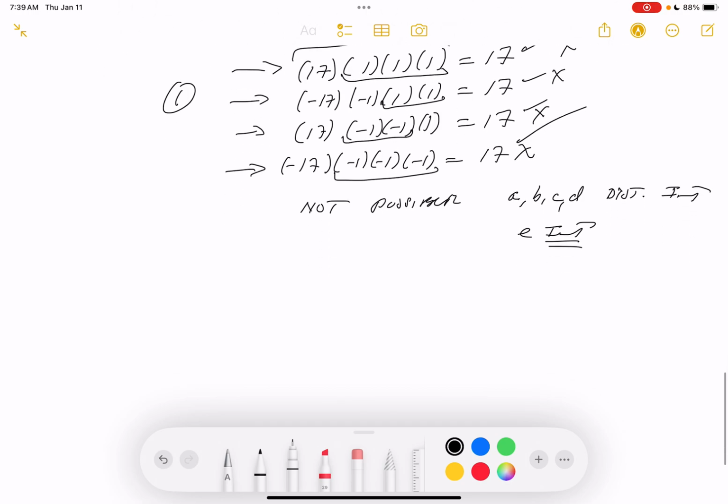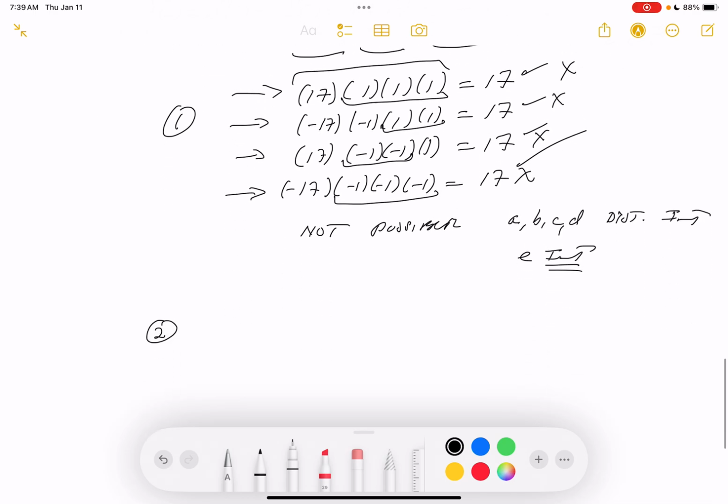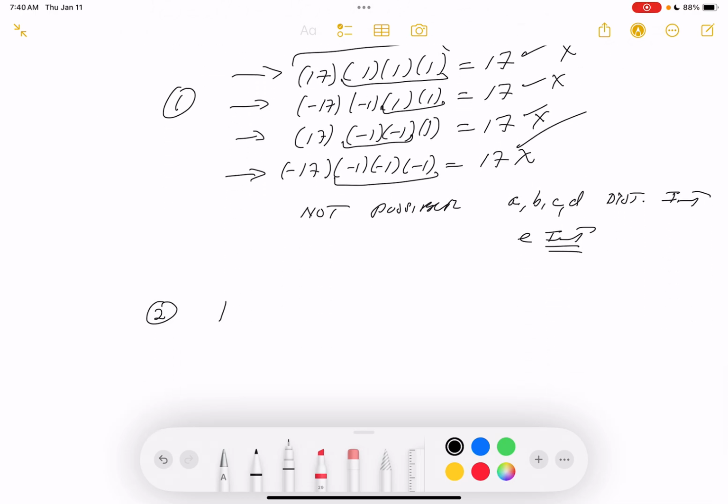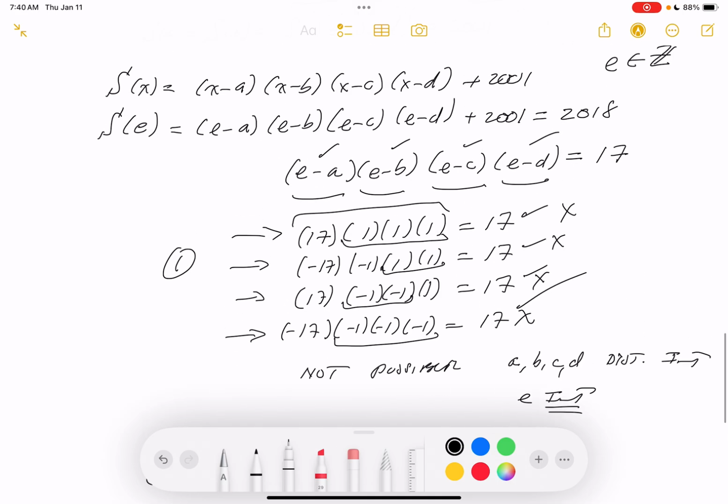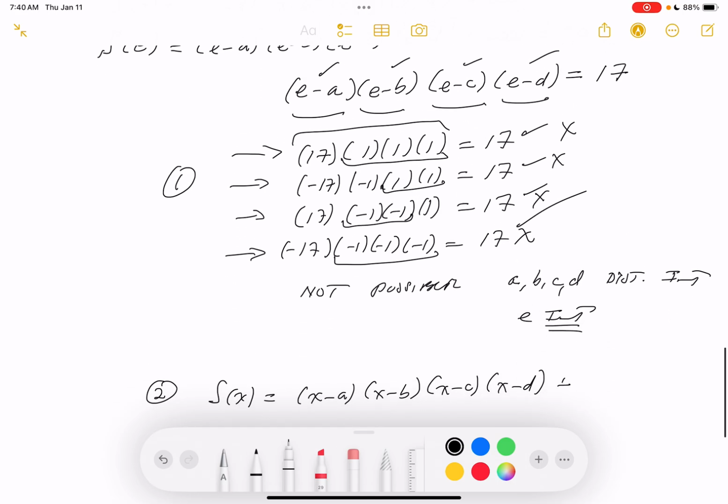So let's go to number 2 now, and we're still on part C, number 2, all right? So let's write the polynomial. I'm going to forget what the polynomial is. The polynomial is going to be S of x, and that was x minus A, x minus B, x minus C, x minus D, plus 2001.